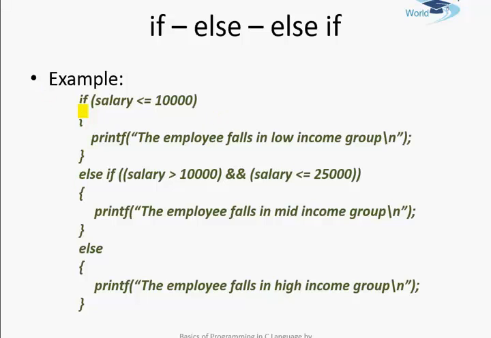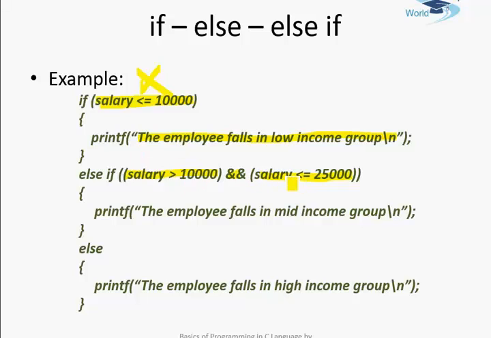Now we have this statement which will do this. Here we are comparing salary with 10,000. If salary is less than or equal to 10,000, then we will print that the employee falls in low income group. Similarly, we have another condition, else if. If this condition is not true, then we will go to this condition: else if the salary is greater than 10,000 and the salary is also less than 25,000.